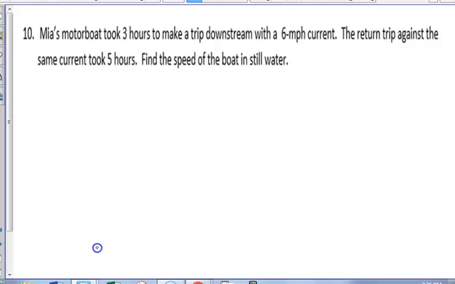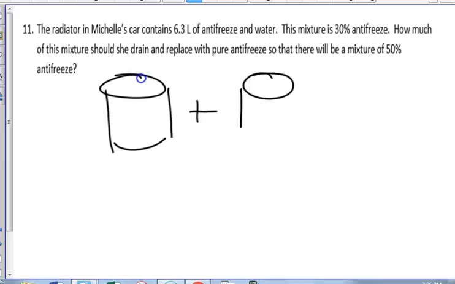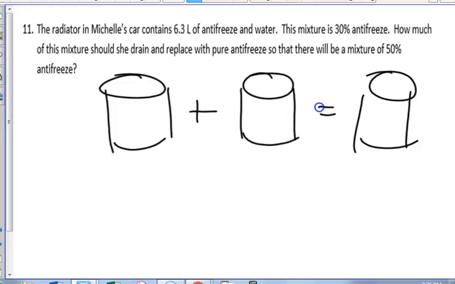Which one am I doing? 11? This is a really great question you've asked, if somebody got this far as trying this, because this is a weird one. I'm going to set it up the same, but it says we're draining and replacing. I'll read it to you. Story time. The radiator of Michelle's car contains 6.3 liters of antifreeze and water. This mixture is 30% antifreeze. How much should she drain out and replace with pure antifreeze so that it will be a mixture of 50%? So the final product she wants to be 50%.